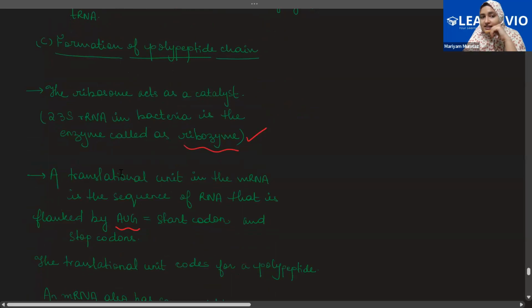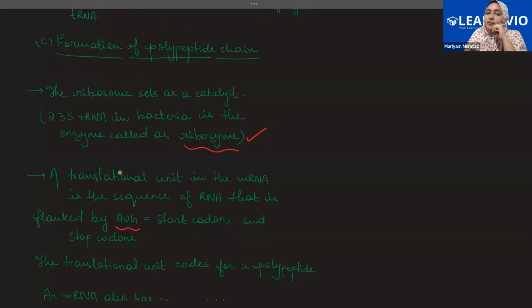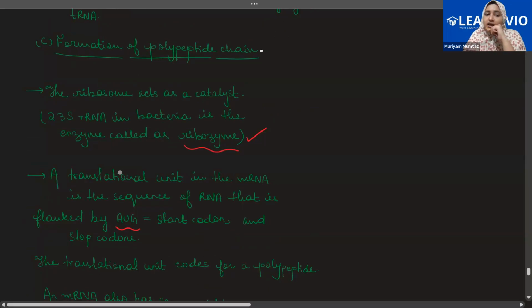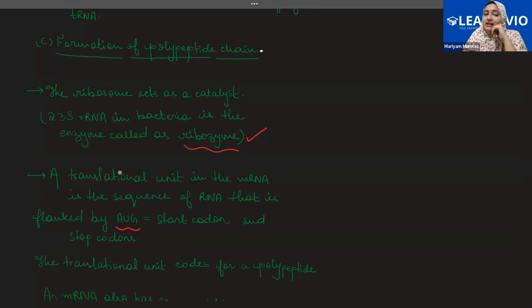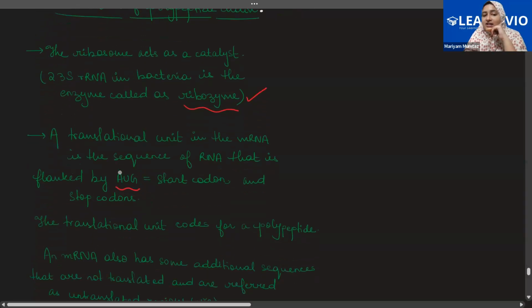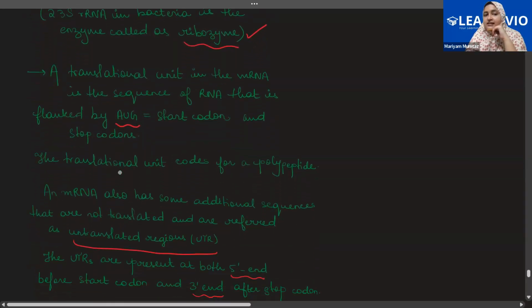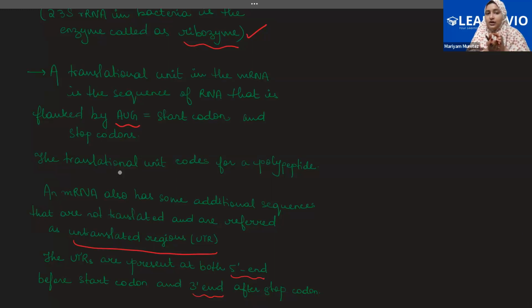And lastly, for the third step, formation of polypeptide chain takes place, meaning the ribosome acts like a catalyst. Now, the 23S rRNA in bacteria is the enzyme called ribozyme. Now, a translational unit in the mRNA is the sequence of RNA that is flanked. Flanked means at the start position, there is the start codon, and at the end position, there is the stop codon. So flanking means in the beginning and in the end, there are things to be put.